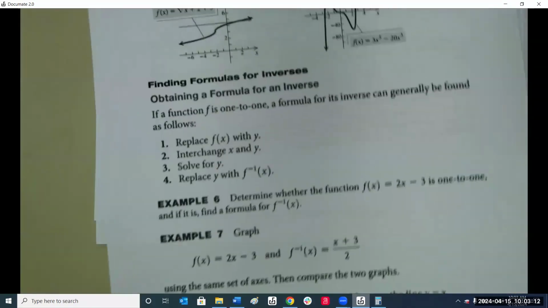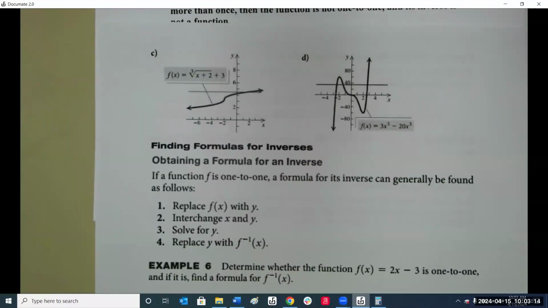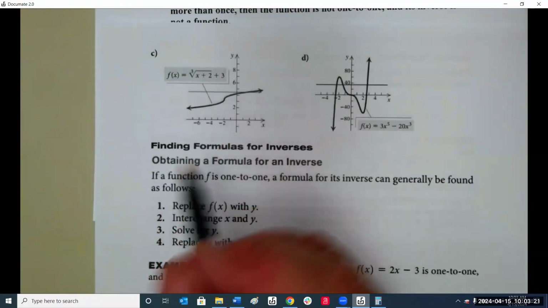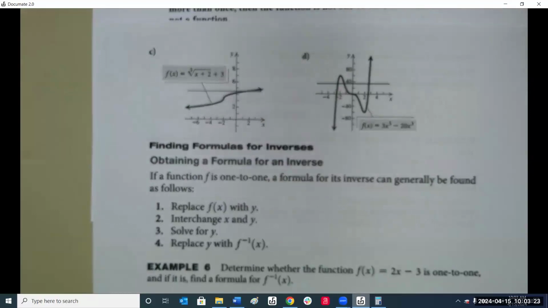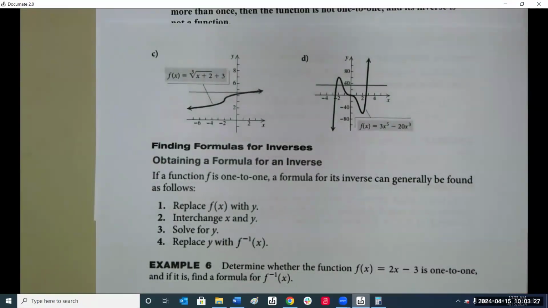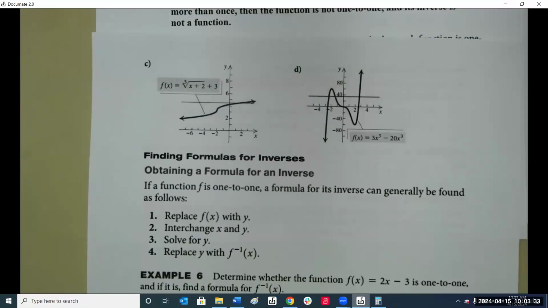The third one, C, does that one pass the horizontal line test? Yeah, because I could draw any horizontal line, it's only going to cross it once, therefore it's going to have an inverse. How about the last one? No, it fails on many counts. So it's not going to have an inverse.